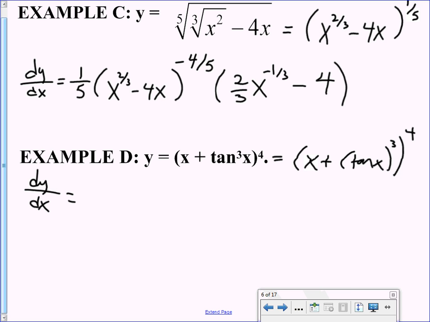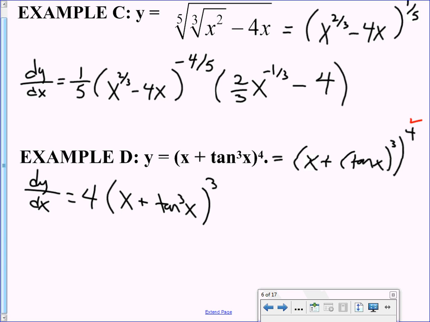The outermost function is the 4th power. So we start out with the power rule. 4, we're going to leave the inside alone, and it'll be cubed. So x plus tan of x cubed, or tan cubed x, same. We've now taken the derivative of the outermost function.